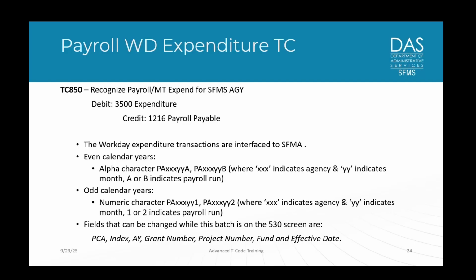And here, with T-code 850, it is the only time you can update your codings. Please make sure to always review the T-code 850 batches that come through to make sure everything came from Workday properly. Check the correct PCA, index, AY, grant number, project number, funds, and effective dates. So you still have an option to update and correct them.